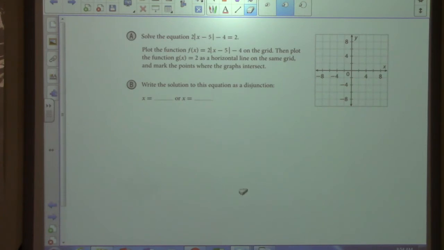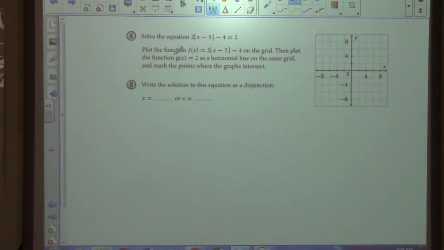So we have our first example problem here. Solve the equation 2 times the absolute value of the quantity x minus 5, minus 4, equals 2. What we're going to do is graph two equations on the grid, as we did in the last section, 2.1. We plot the function f of x equals 2 times the absolute value of x minus 5, minus 4, on the grid, then plot the function g of x equals 2 as a horizontal line on the same grid.